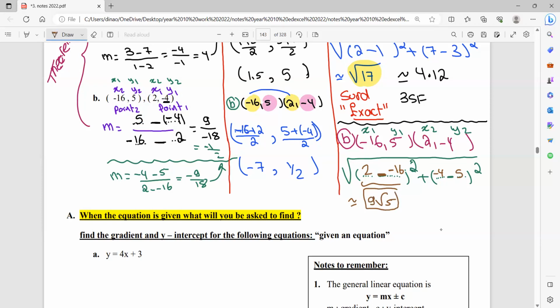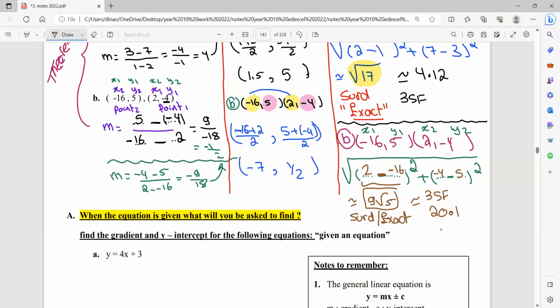When do I leave the answer like this? I leave it like this if the question says, keep your answer as a surd, or if the question says, keep your answer as an exact value. When do I change to decimal? I change to decimal if the question says, change to 3 significant figures. After rounding to 3 significant figures, it is 20.1.